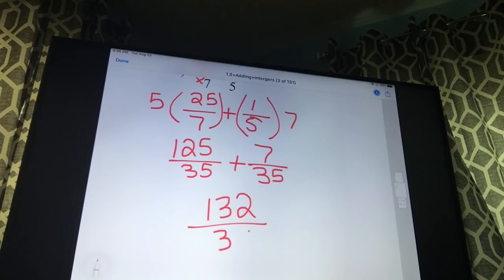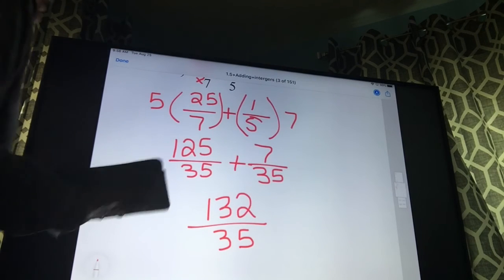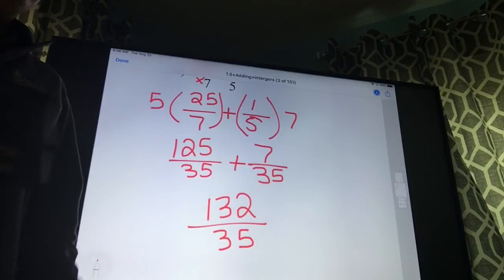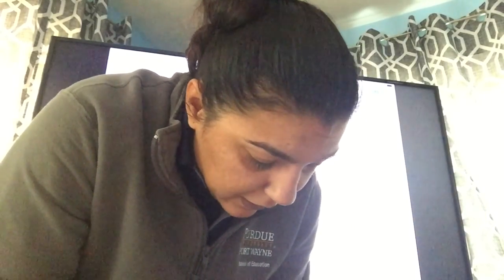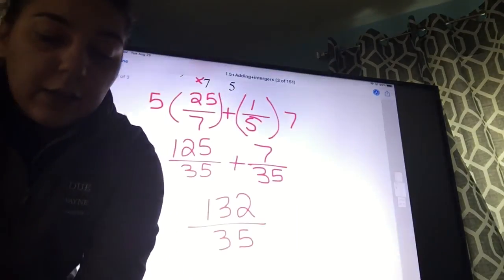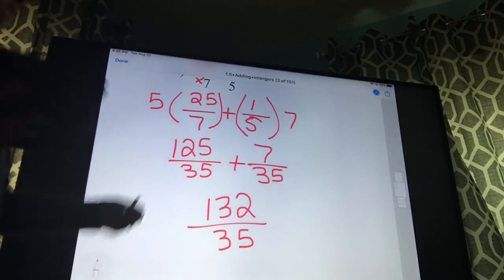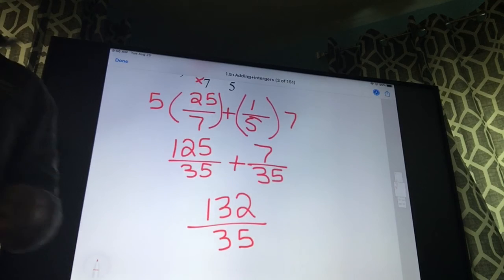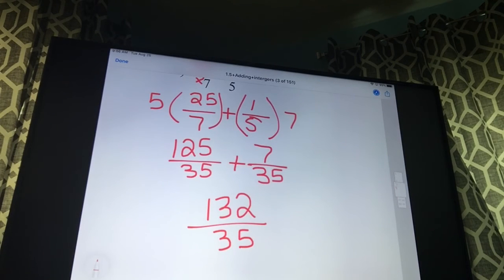over 35. Now, most teachers would say, reduce that into the smallest fraction. I don't need you to do that today. Get it to a fraction, that is going to be my answer for today. As long as you can get it to that fraction, I'm good with that. So we're not going to try to simplify. That could be the simplest form. I doubt it. Actually, it probably is.